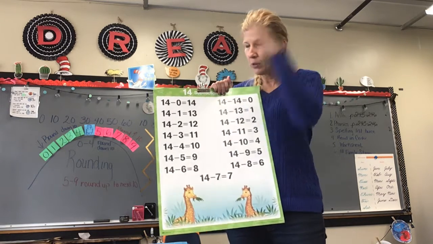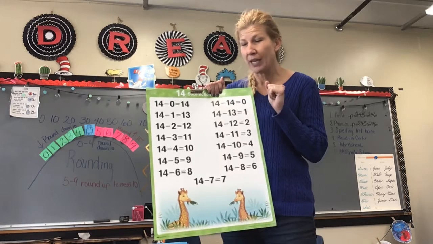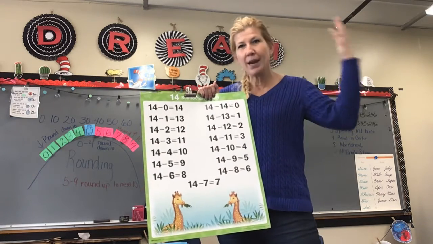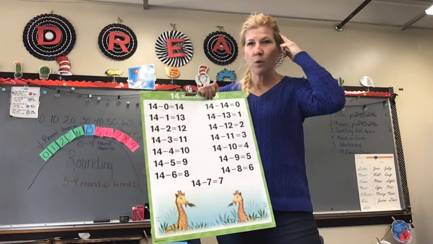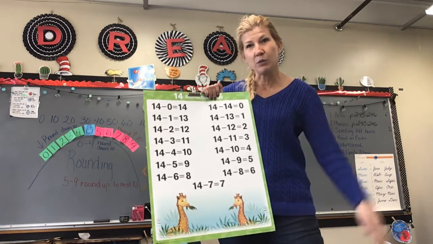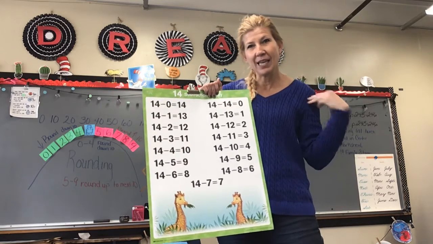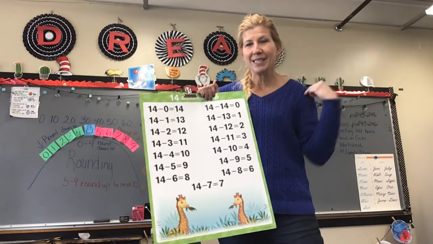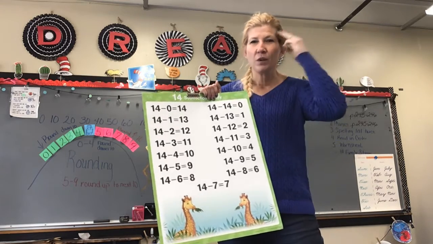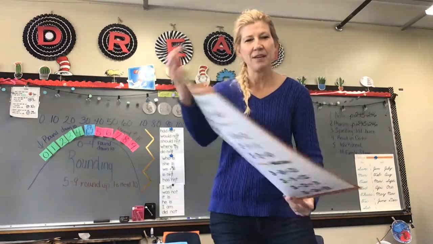Good job. We're going to do it one more time, and then we'll try to do it without looking. Okay? 14 minus 0 equals 14. 14 minus 1 equals 13. 14 minus 2 equals 12. 14 minus 11 equals 3. 14 minus 10 equals 4. 14 minus 9 equals 5. 14 minus 8 equals 6. 14 minus 7 equals 7.